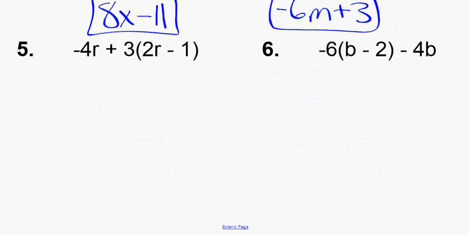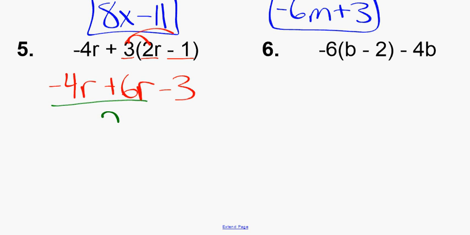Couple more here. We have a 3 that we are distributing, so negative 4r is out in front. The 3 times 2r becomes 6r, and 3 times negative 1 is negative 3. So 6r and negative 4r give us 2r, and the negative 3 does not change.